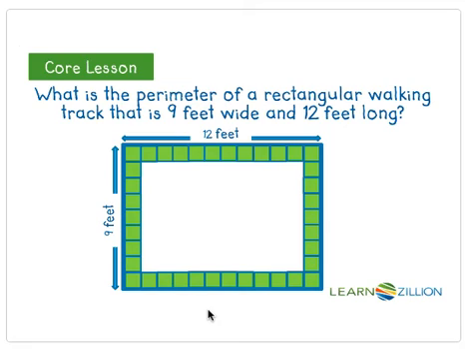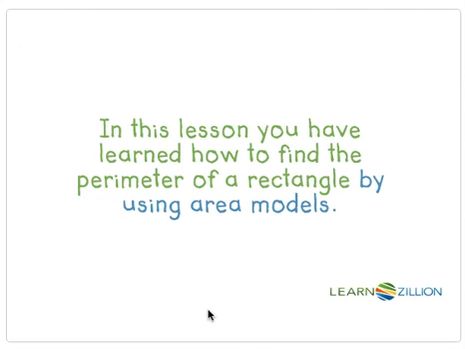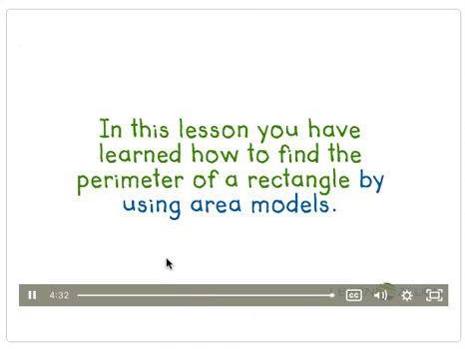To find the perimeter, we need to count the outer line segments of the squares around the rectangle. When we count all of the line segments, we see that there are going to be 42 line segments around the outside of our rectangular walking track. This means that our perimeter of our track is 42 feet long. In this lesson, you have learned how to find the perimeter of a rectangle by using area models.